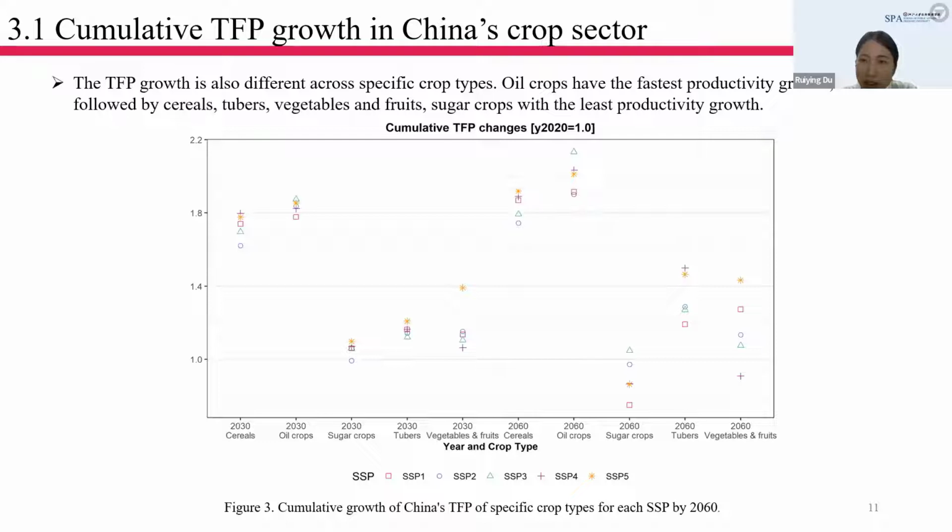We further divide the crop sector into 5 crop categories, including cereals, oil crops, sugar crops, tubers, vegetables, and fruits. As shown in Figure 3, the TFP growth is different across specific crop types. Oil crops have the fastest productivity growth, followed by cereals, tubers, vegetables, and fruits, while sugar crops have the slowest productivity growth.